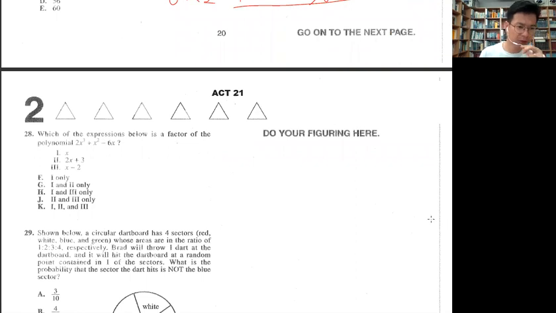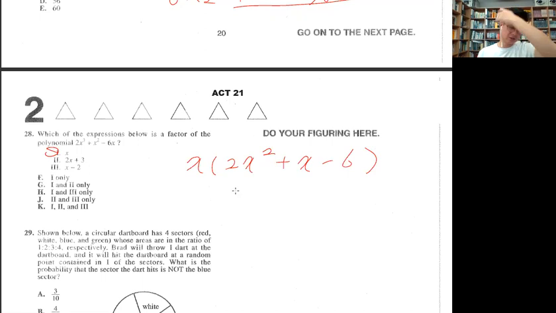Which of the expressions below is a factor of this one? We can obviously take this one out. We could take out x, 2x squared plus x minus 6. So 2x, 2 minus 3. Yep, this way. So 2x, yep, that's it. The other 2 don't make sense. Let's have these 3.